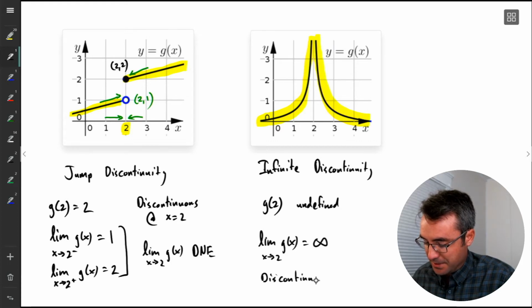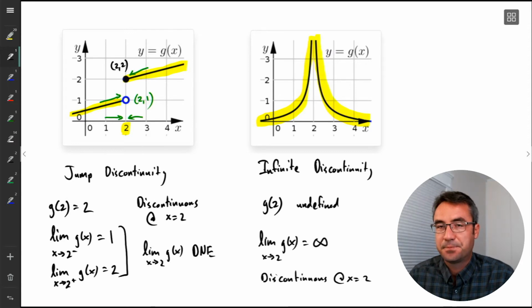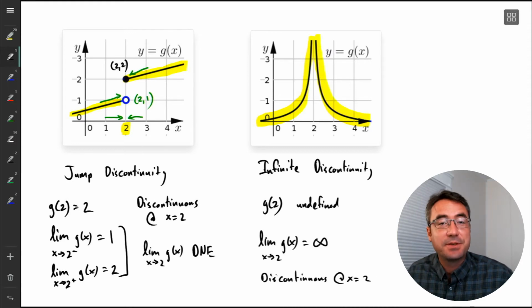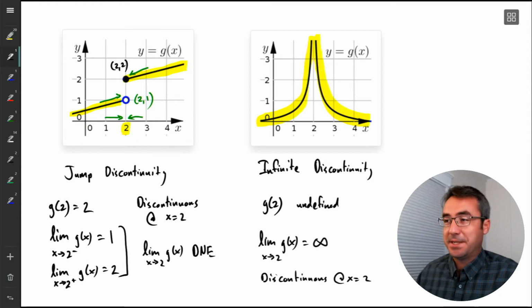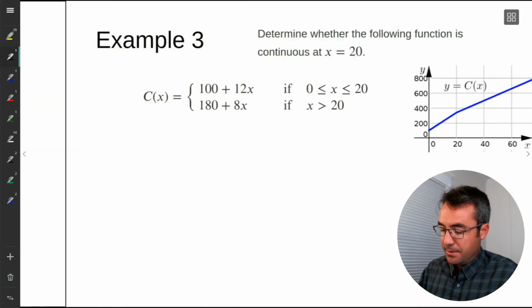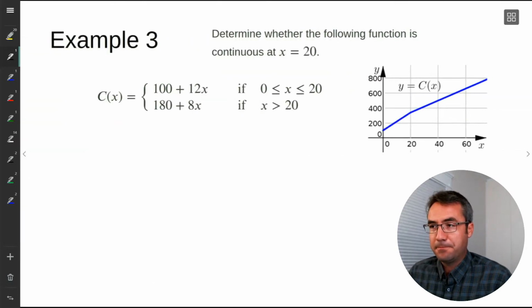So it's discontinuous at x equals 2. All right, so these are just some examples of functions we might see. Let's try one with a little bit more work here.